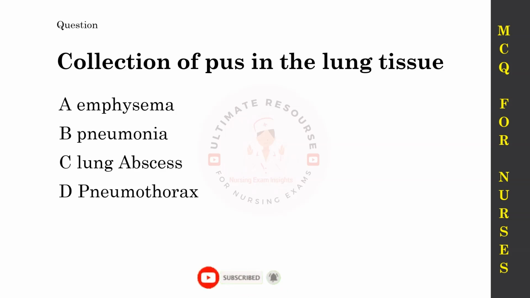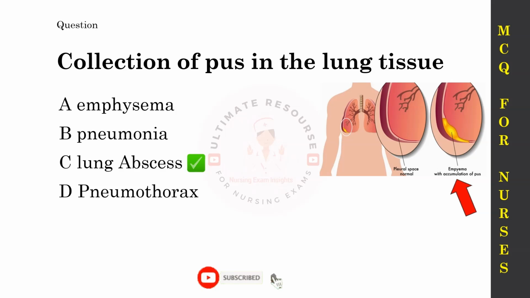Collection of pus in the lung tissue. Options are A. Emphysema, B. Pneumonia, C. Lung abscess, D. Pneumothorax. The answer is C. Lung abscess.